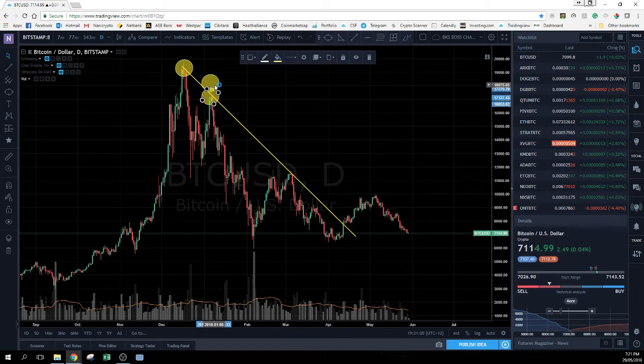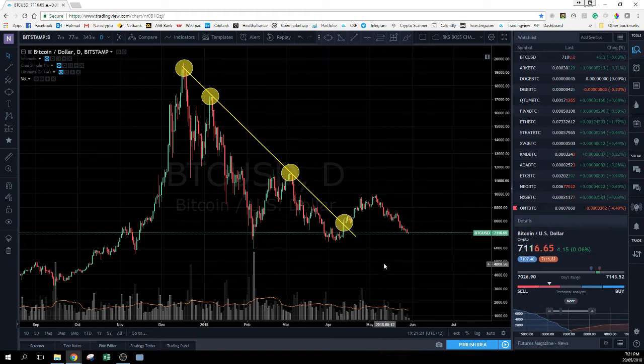Then we hit it again down here, just midway through March, and then we hit it again right here. So if I had been waiting for Bitcoin to go past that line, I could have been waiting around here, which is probably what we would have done, because we had a dip all the way down to 6,000 here. This was early Feb.